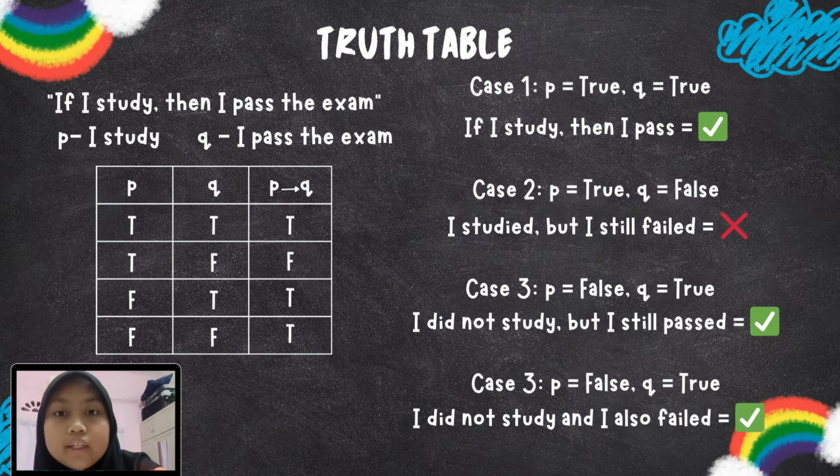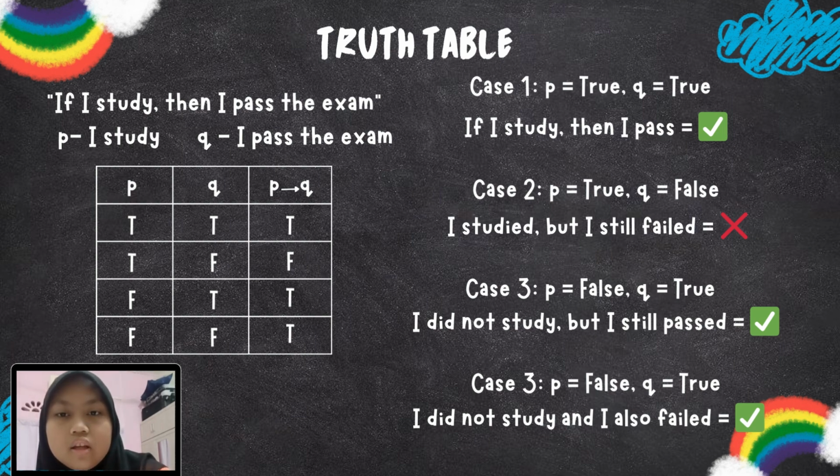Okay, next for case 2, where P is true and Q is false. This means I studied, but I still failed. So the statement, if I study then I pass, is false because the promise is broken. So in the table, it will be T, F, and F. As you can see, this is the only situation where a logical implication becomes false because the promise is broken.